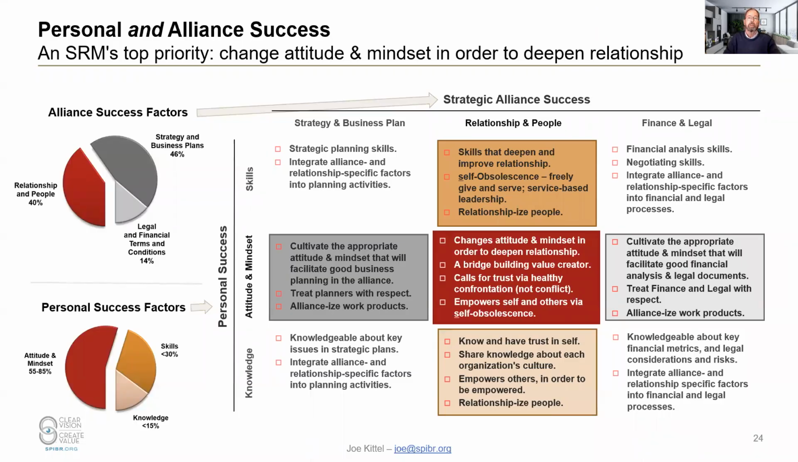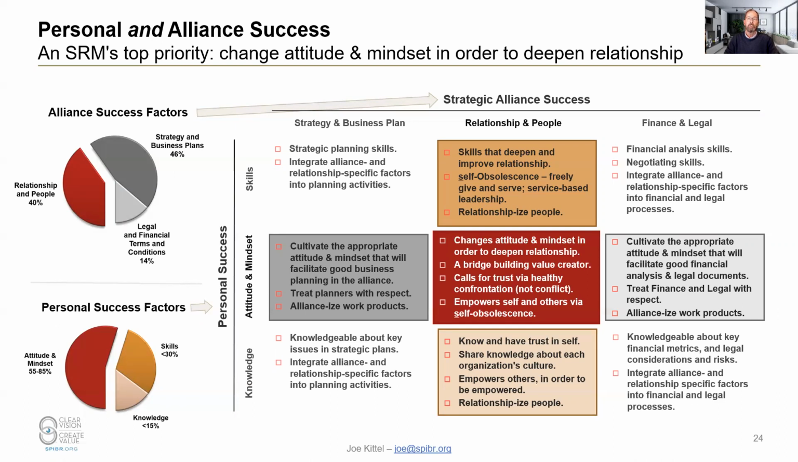What we are doing here is anding together alliance success factors for Module 2 with personal success factors from the previous slide. The result defines a clear set of foci for an SRM. Their top priority is the center red cell. It is to change attitude and mindset in order to deepen relationship.